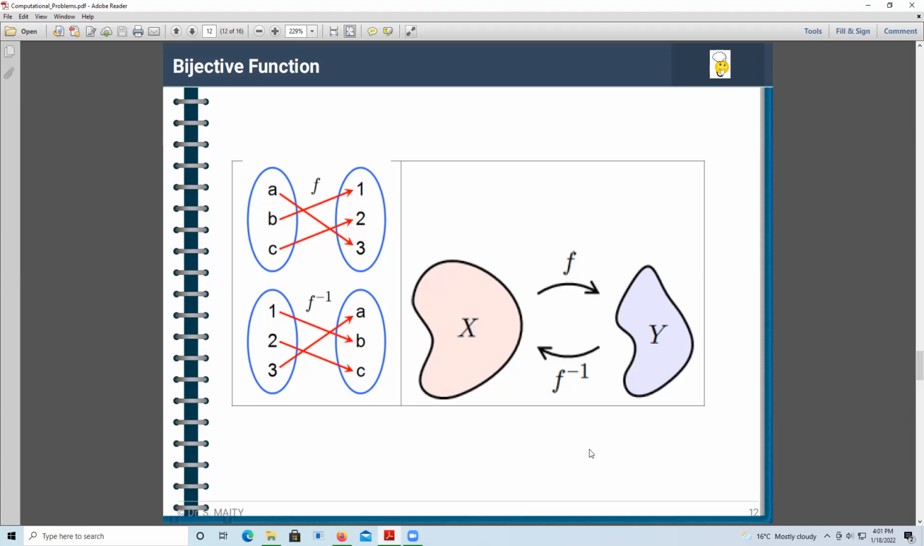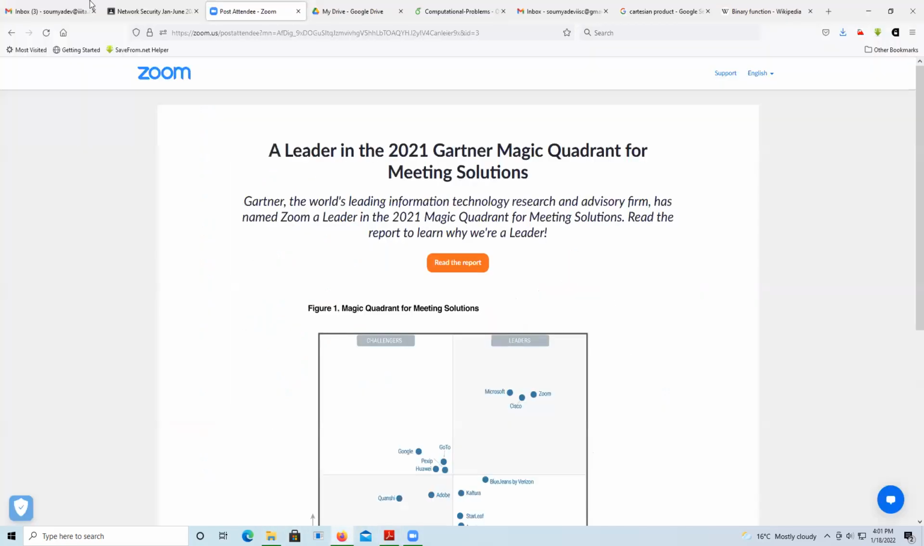Now the question may come to your mind, why are we discussing all these mathematical things when we are studying cryptography or network security? Actually, in the introduction to cryptography classes, I have told you, if I go back to that slide, let me go back.